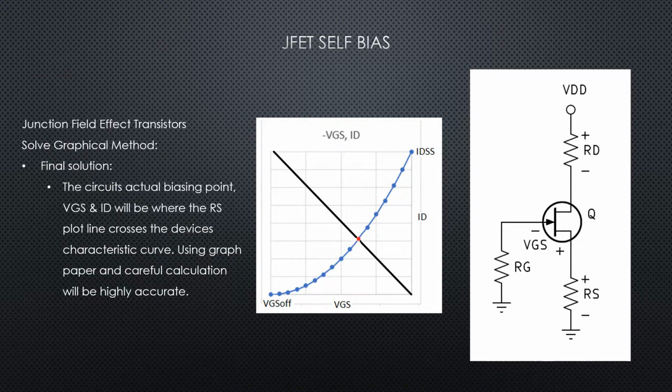The more careful we are about calculating the curve and developing the circuit line, or the RS, across the curve, the more accurate we'll be at being able to look at that dot and determine what the actual ID and VGS are. For me, I usually do the graphical analysis first, and I'll write down what the ID and VGS are approximately, and then I'll switch to the quadratic analysis to verify.